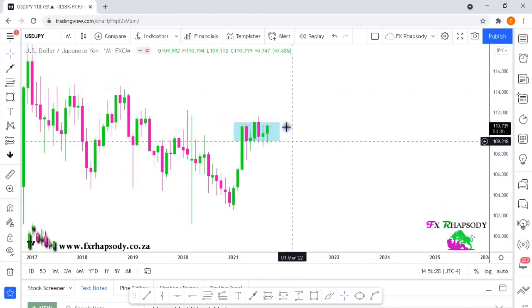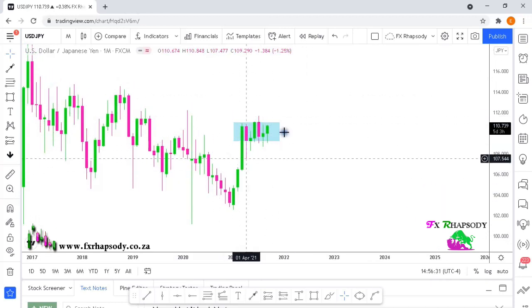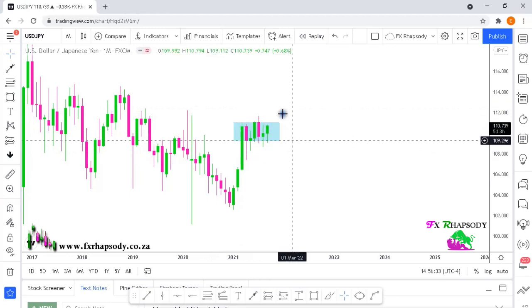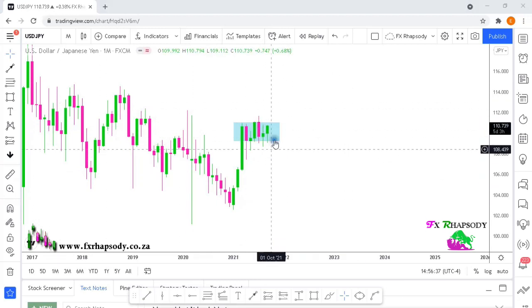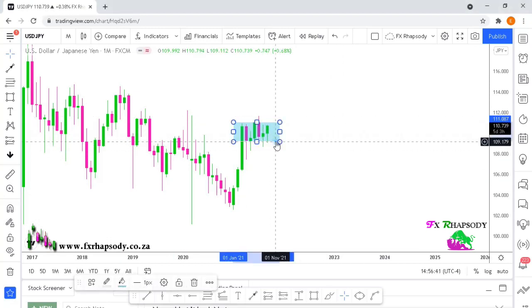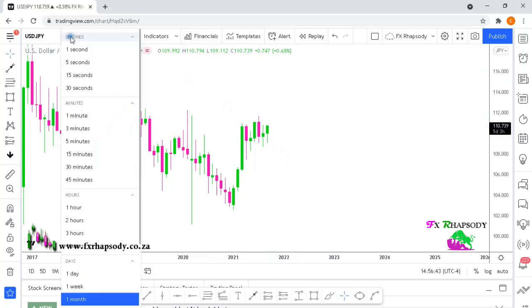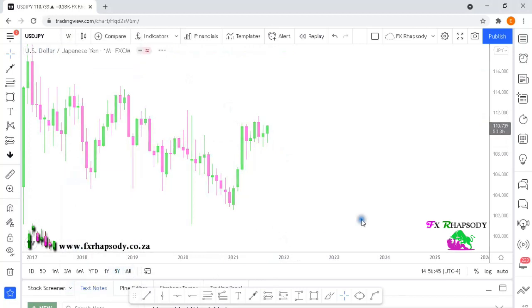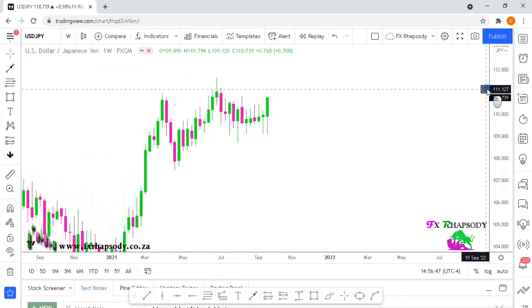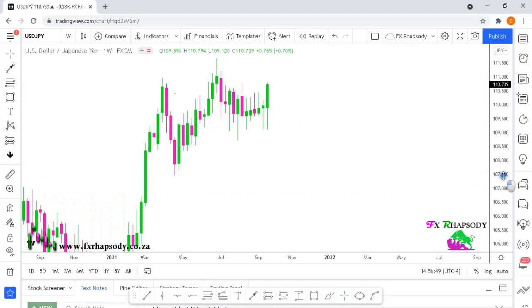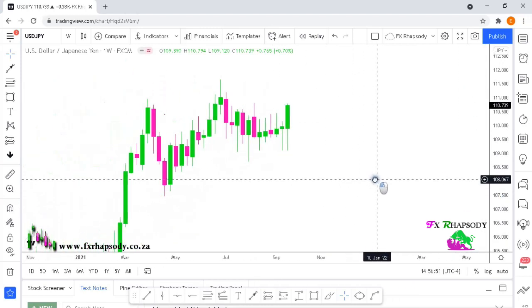So you can see in the last couple of months, consolidation of the market, it's ranging in that area. We don't know which way it's going to go. Let's look at the weekly time frame. Now in the weekly time frame, I just want to expand this, make it nice and big to show you.